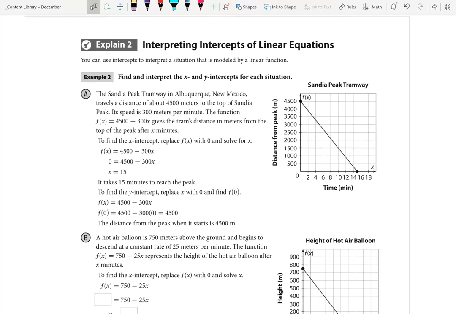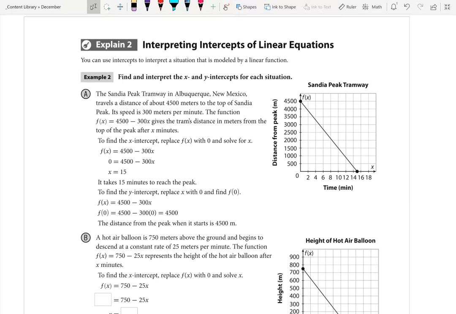All right, so in example A, Sandia Park Tramway in Albuquerque, New Mexico travels a distance of about 4,500 meters to the top of Sandia Peak. Its speed is 300 meters per minute. The function 4,500 minus 300x gives the tram's distance in meters from the top of the peak after x minutes.